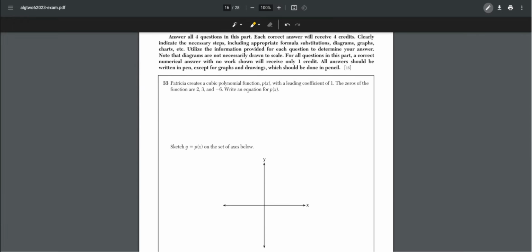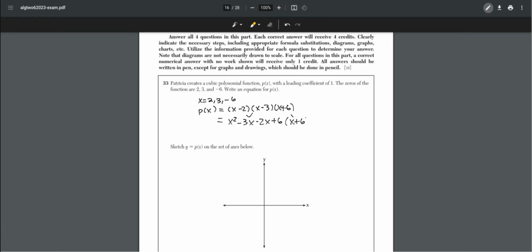Number 33. Patricia creates a cubic polynomial function p of x with a leading coefficient of 1, and the zeros are 2, 3, and negative 6. Write the equation. So we know if those are the zeros, this will be x minus 2 times x minus 3 times x plus 6. We can multiply this out.